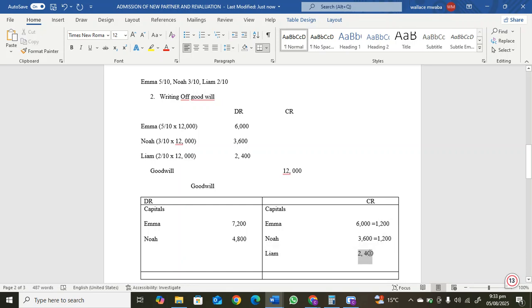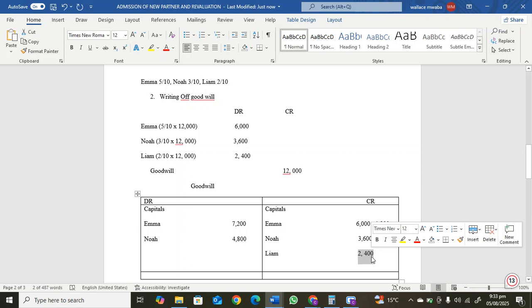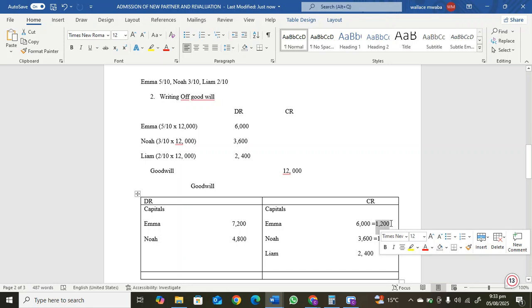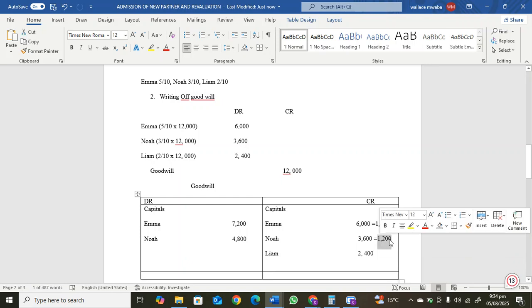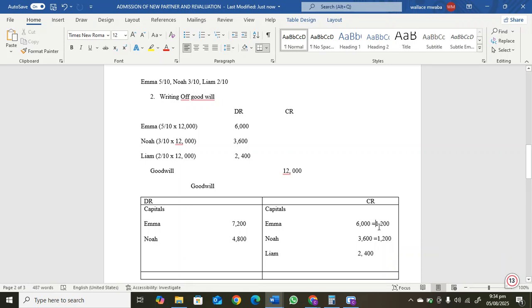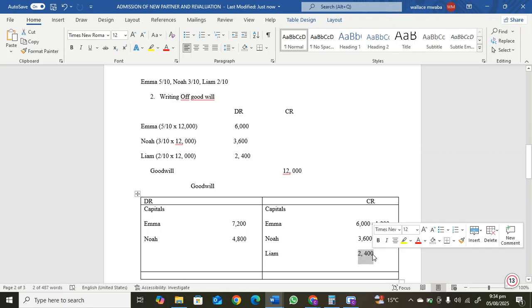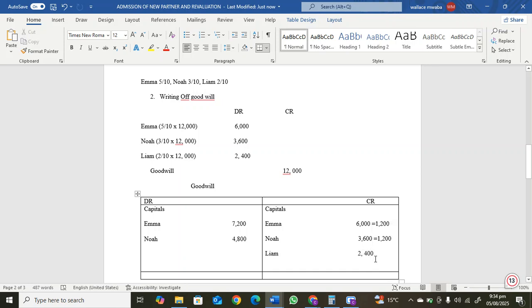So Liam, this 2,400 is going to give Emma 1,200 to compensate her for this loss, and he's going to give Noah 1,200 to compensate him for the loss. So Liam is compensating these two partners for their loss in goodwill. 1,200 has to go to Emma, 1,200 to Noah. So in total, Liam has to give them 2,400. Any questions?